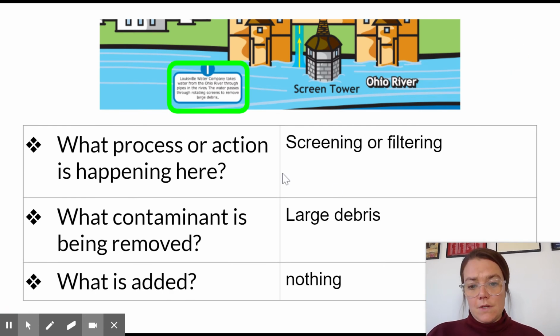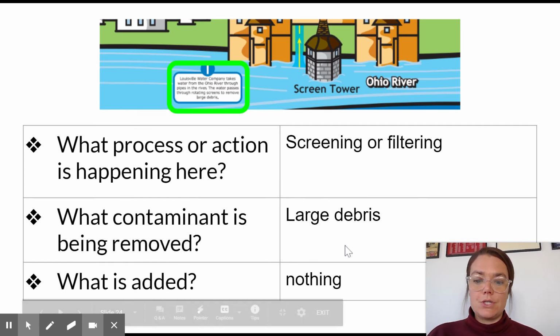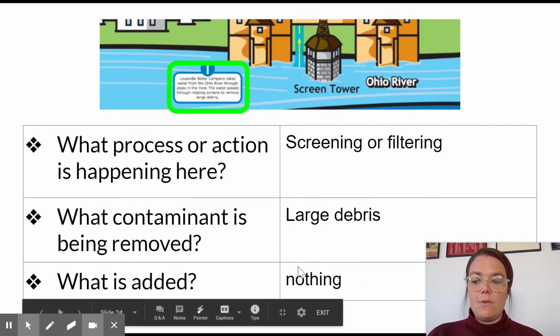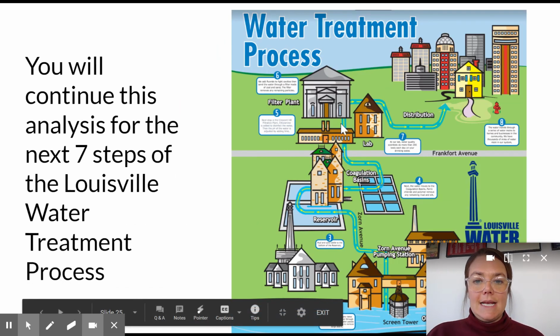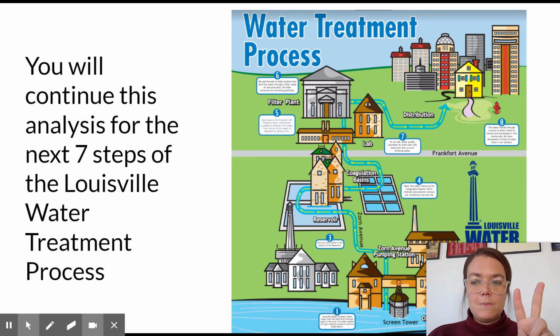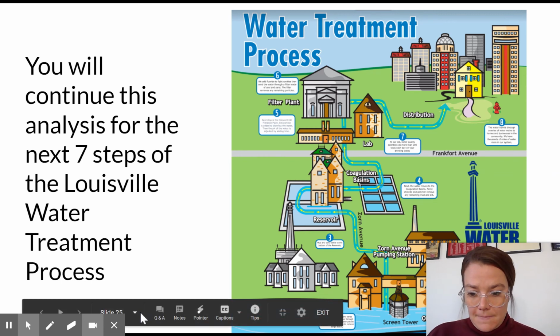All right. So what you should have is screening or filtering is the process that's occurring. Large debris are being removed. And what is being added? Nothing. So what you're going to be doing then is going and looking at the next 7 steps, identifying what's happening, what's being removed, what's being added. And again, for some of those, there might not be anything that's being removed. There might be nothing that's being added. Okay.